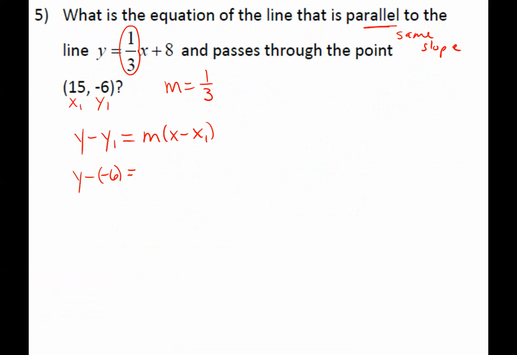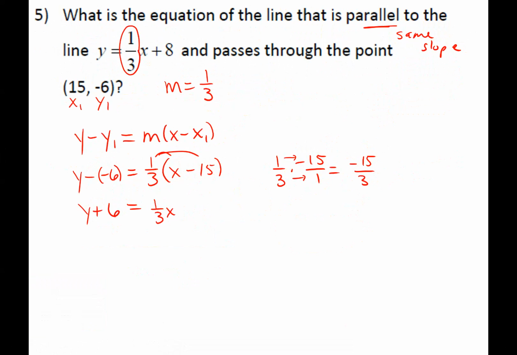So y minus negative 6 equals 1/3 times x minus 15. This gives me y plus 6, minus a negative means plus. Then over here, distribute 1/3 x. And again, if you're not comfortable doing the 1/3 times the negative 15, just do it to the side. 1/3 times negative 15, put a 1 under it, go straight across, unless you know how to cross cancel, and you are welcome to do that. So straight across, I get negative 15 over 3. Divide that out, I get negative 5. Final step, solve for y. Subtract 6 from both sides. I get y equals 1/3 x minus 11.